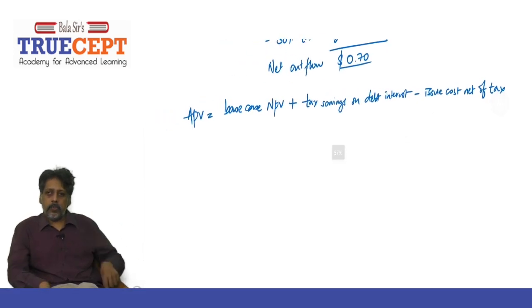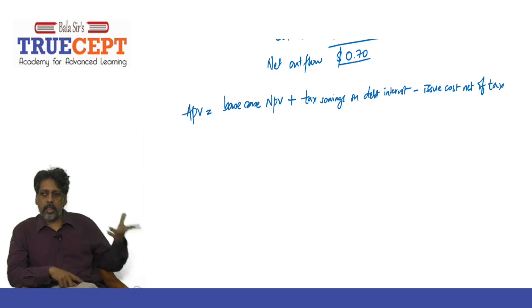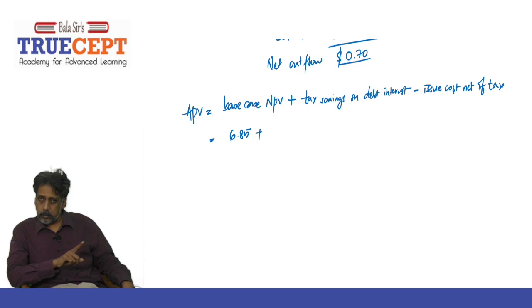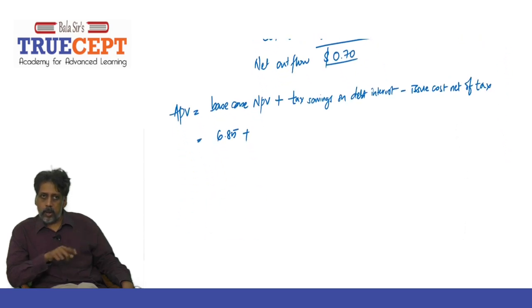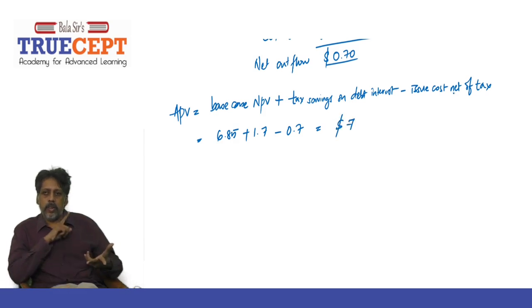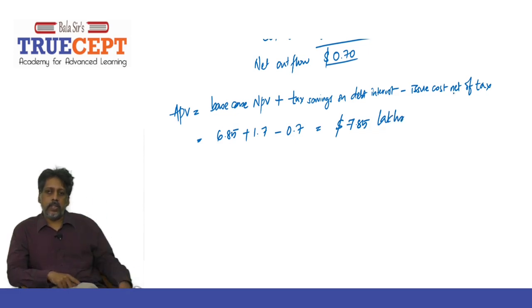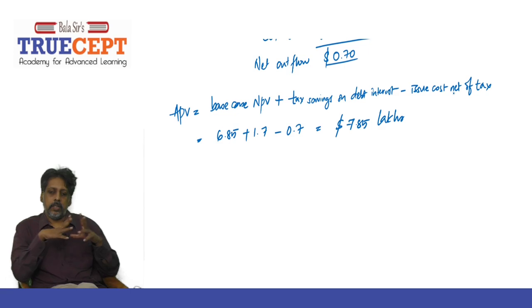Now write 6.85 lakh, or 6,85,000, then plus 1.7, and minus 0.7 lakh, net of tax outflow. So 6.85 plus 1.7 minus 0.7 will work out to how much? 7.85 lakhs.